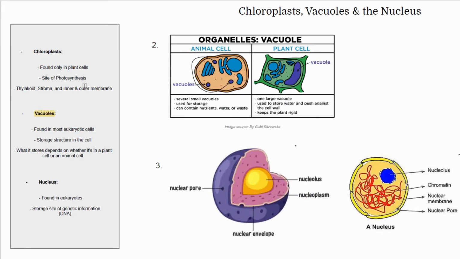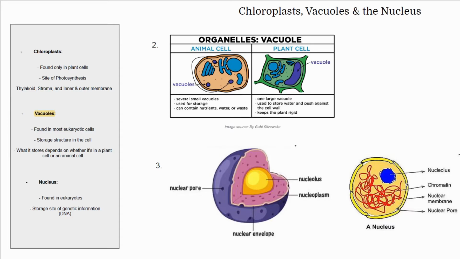Next, let's take a closer look at vacuoles. Now, vacuoles are organelles that are found in most eukaryotic cells. They are generally known as the storage structure in the cell, but what it stores depends on whether it's an animal cell or a plant cell. So let's take a closer look at the differences. Now, in animal cells, there are several small vacuoles compared to a plant cell's one large vacuole.